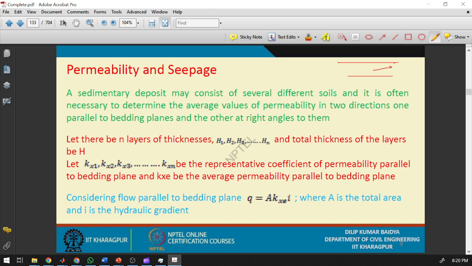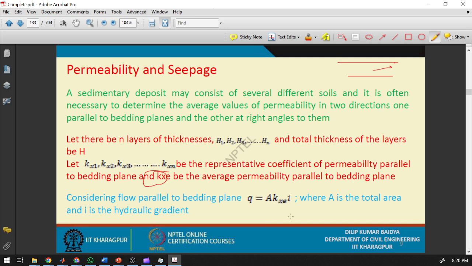Okay. A sedimentary deposit may consist of several soils, and it is often necessary to determine the average values of permeability in two directions, one parallel to the bedding plane and the other at right angles to the bedding plane. Bedding plane is the direction of these layers. Let there be n layers of thicknesses H1 to Hn, and total thickness be H, and let these be the representative coefficients of permeability parallel to the bedding plane, and kxe be the average permeability parallel to the bedding plane.